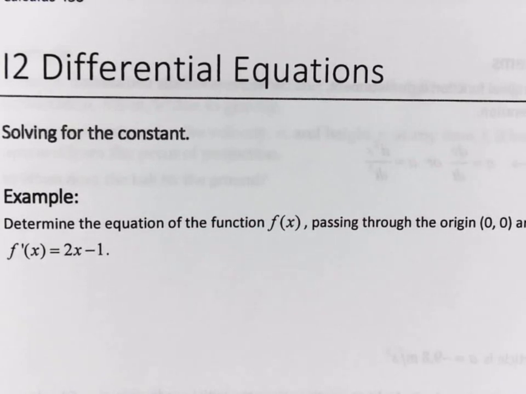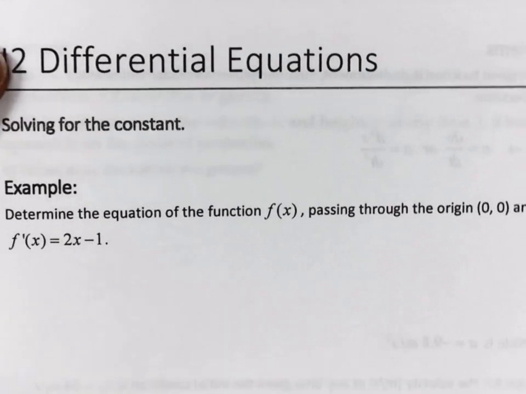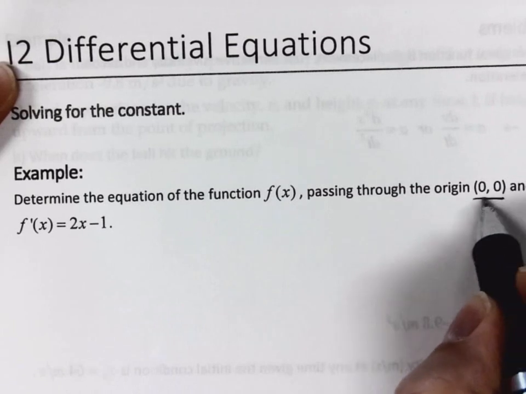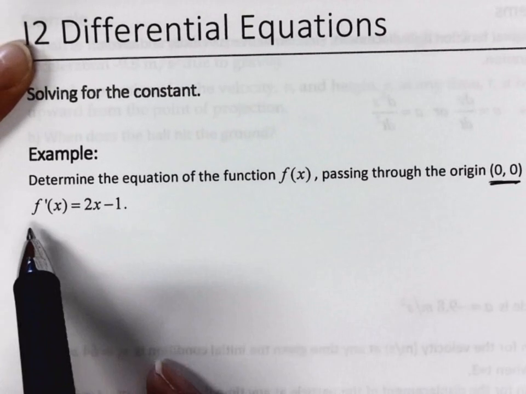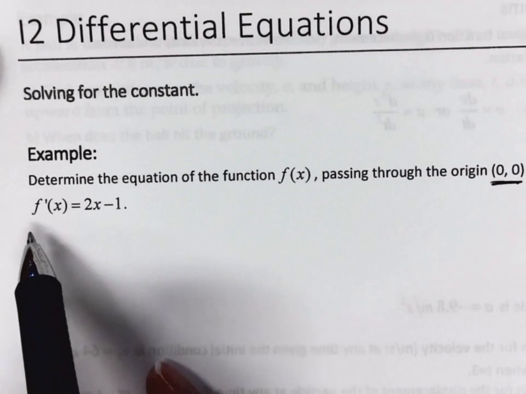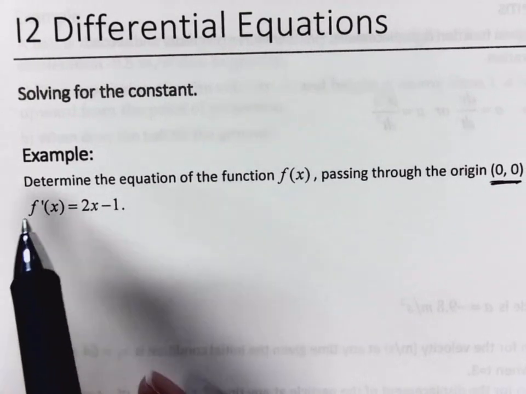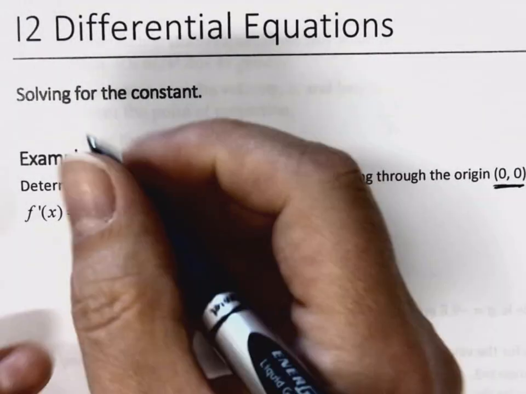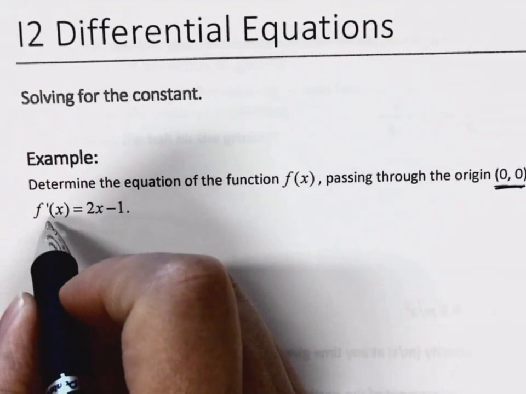Differential equations. So we're going to solve for that constant. Yesterday we were just putting the c on there to represent the constant, and today we're actually going to solve it. So determine the equation of the function f of x that's passing through this point, for which the derivative is f prime.